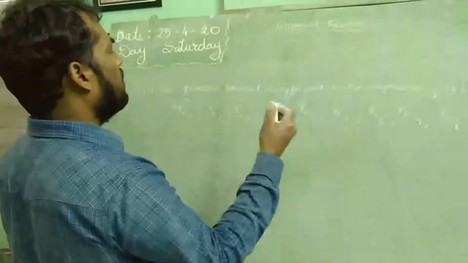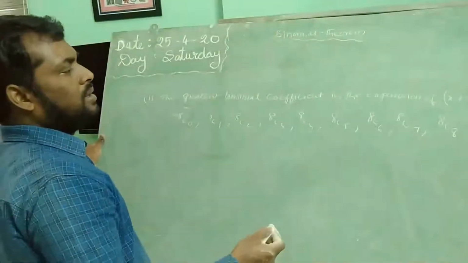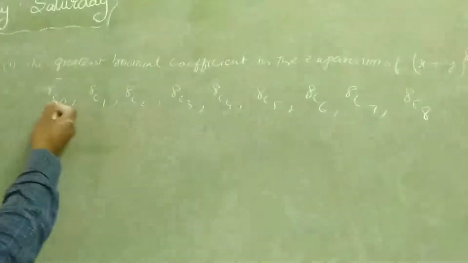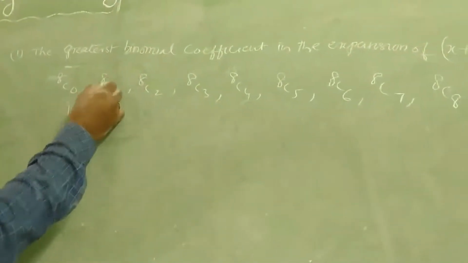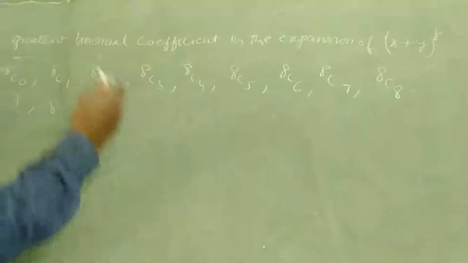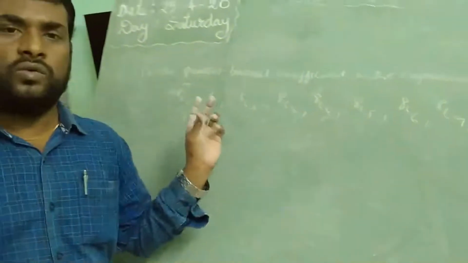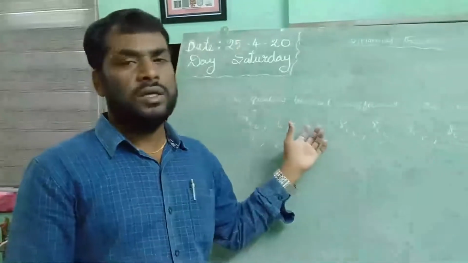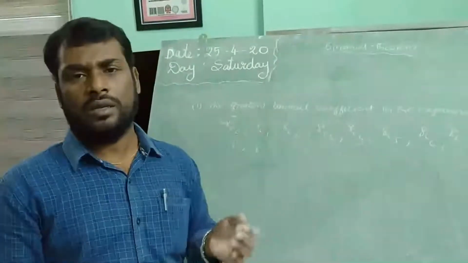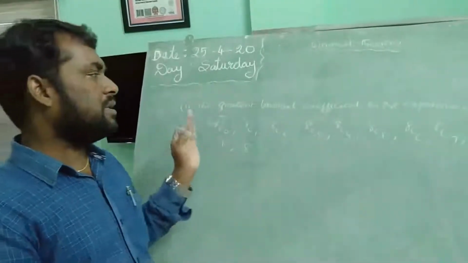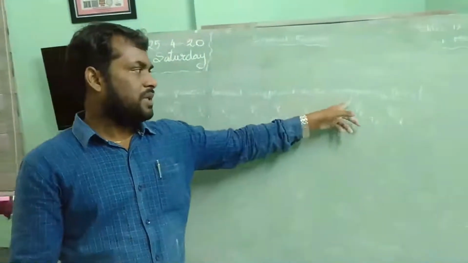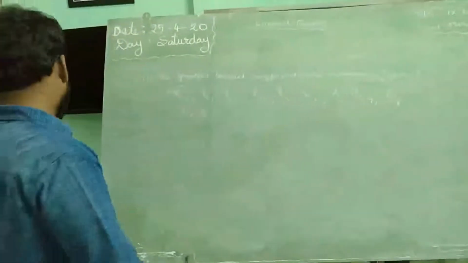Among all these, what is the greatest value? So how do you find it? You can find the value of each coefficient, 8c0, 8c1, 8c8 like that. After finding all these values, you can decide the greatest binomial coefficient. So it takes so much time. Is there any shortcut to find the greatest binomial coefficient? Yes, there is a simple shortcut to find the greatest binomial coefficient in the expansion of x plus y whole to the power of 8.